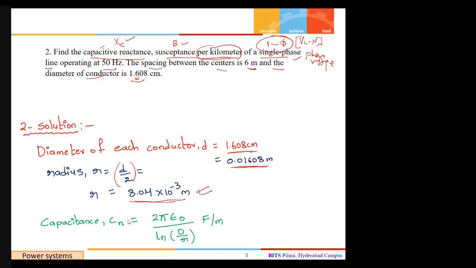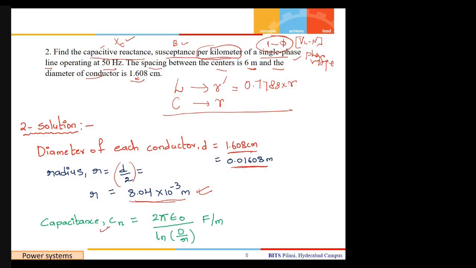Now remember, one very important point here is that when we are solving the problem based on inductance, we are taking the fictitious radius of the conductor. But when we are solving the capacitance problem, we are taking the actual radius of the conductor. Fictitious radius we have taken as 0.7788 into the actual radius. This is the difference between the inductance and capacitance initial calculation, so these mistakes should not be made.